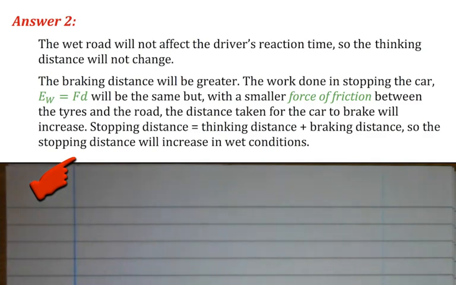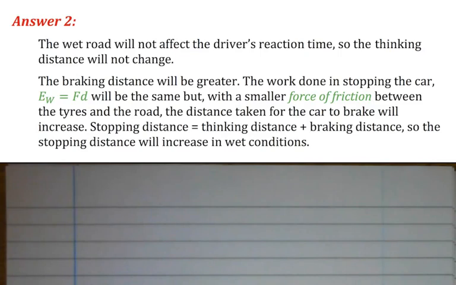Now, remember I said that stopping distance is equal to the thinking distance plus the braking distance. So for the thinking distance, at that point the car's still moving at constant speed, and the thinking distance, from distance equals speed times time, would be that constant speed multiplied by the reaction time. So if you're assuming that in wet conditions the driver would have the same reaction time, then of course their speed would be constant and the reaction time would be constant. So as I've said in the first sentence, the wet road will not affect the driver's reaction time, so the thinking distance will not change.